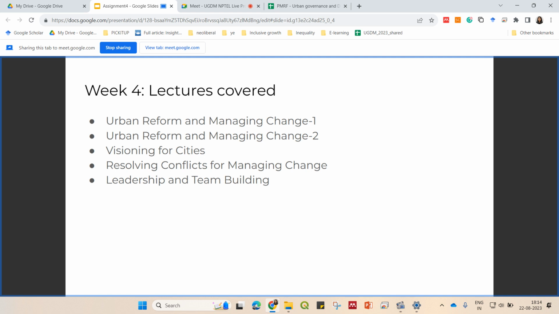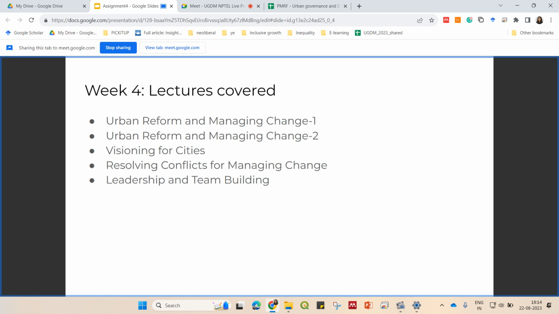So, what are the steps you can take to build up a vision for a city or for the development of a city? Then, in resolving conflicts for managing change, you would have studied the relation of conflicts with change management, how different conflicts arise with what kinds of changes, and how you can anticipate and better articulate what conflicts may or may not arise with certain changes.